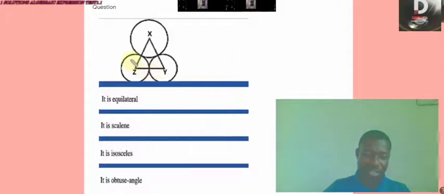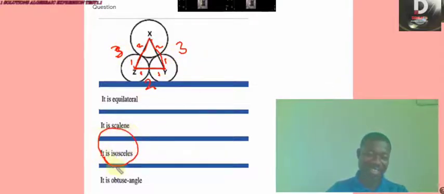Right? This is 1, 1, 1, 1. Then here can be 2 and 2 because they are bigger than that. If so, then the total length of this side is 3. Total length of that side is 3. Total length of that side, 1 plus 1, is what? Is 2. So if 3, 3, 2, what type of triangle is that?